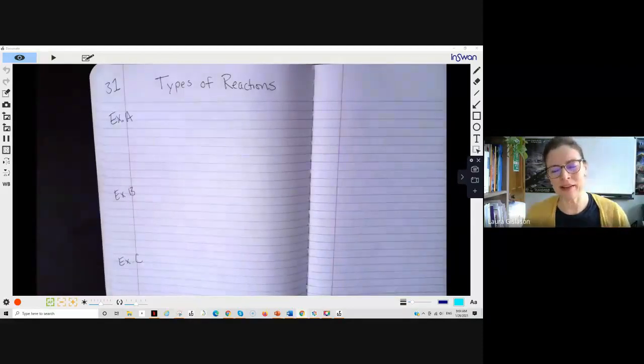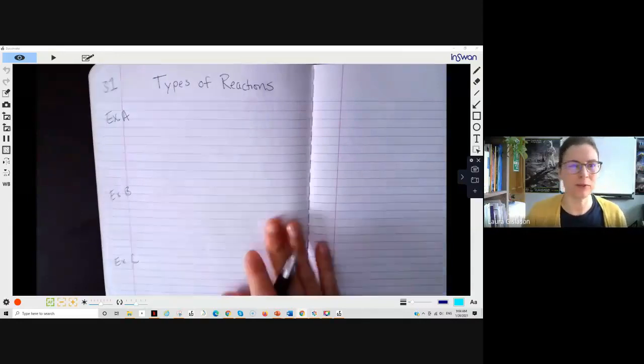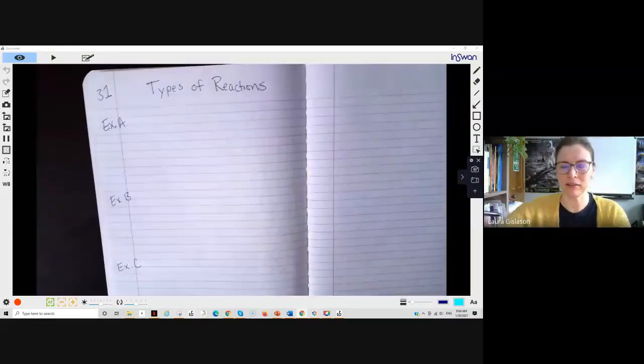Don't forget that, whenever we have our sync meets, it's a good idea to have your notebook not too far from you and something to write with, because we do use our notebook a lot during our sync meets.